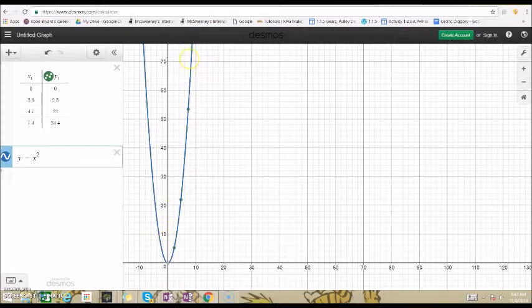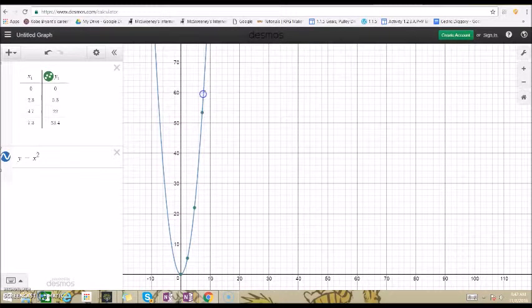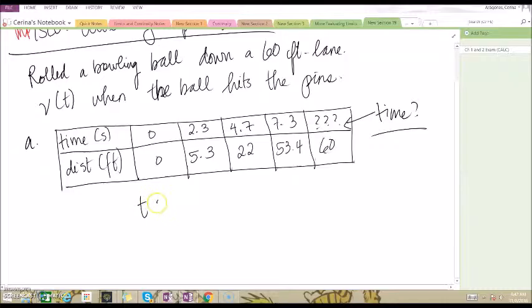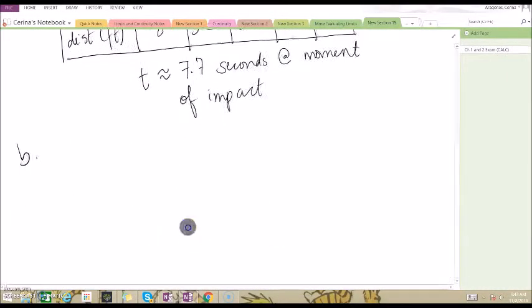Then you were supposed to use that line of best fit to see what time it was at the moment of impact here at 60. So according to this graph, my time of moment of impact is about 7.7 seconds. So you know at 60 feet, your time was approximately 7.7 seconds at moment of impact. Now that you have that information, this then asks you to graph your data by hand.